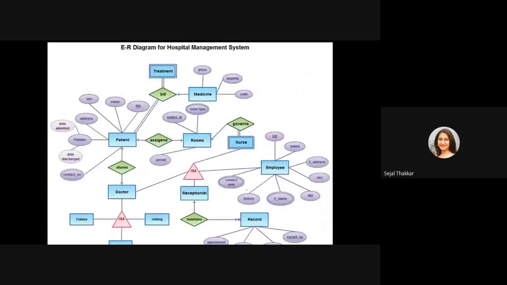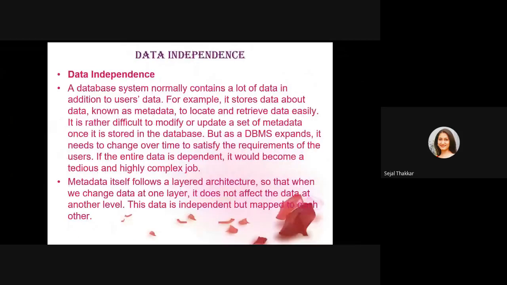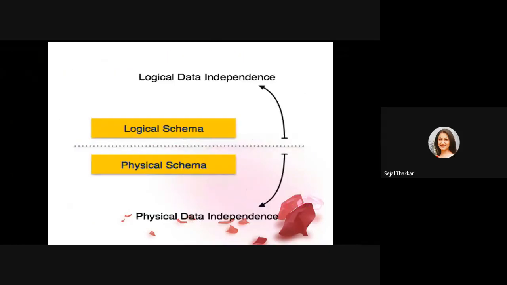Next topic is data independence. Data independence means what? We can say data you can change independently. We are having three layers of architecture. There are logical data independence and physical data independence.